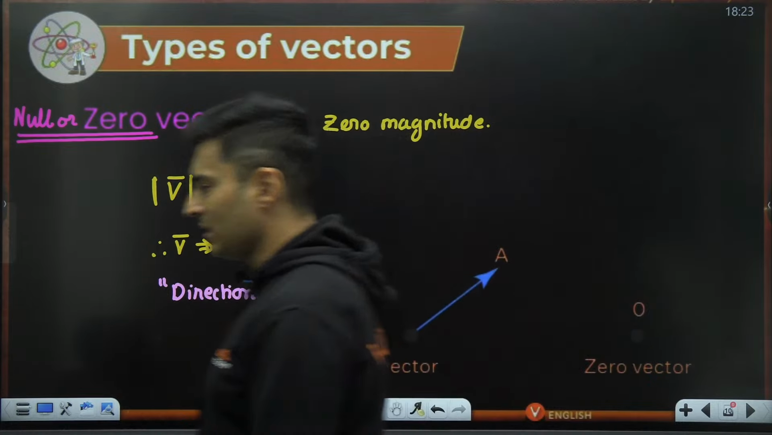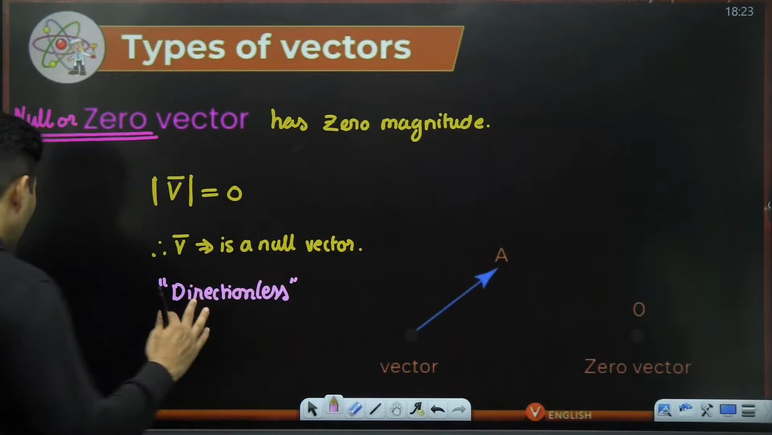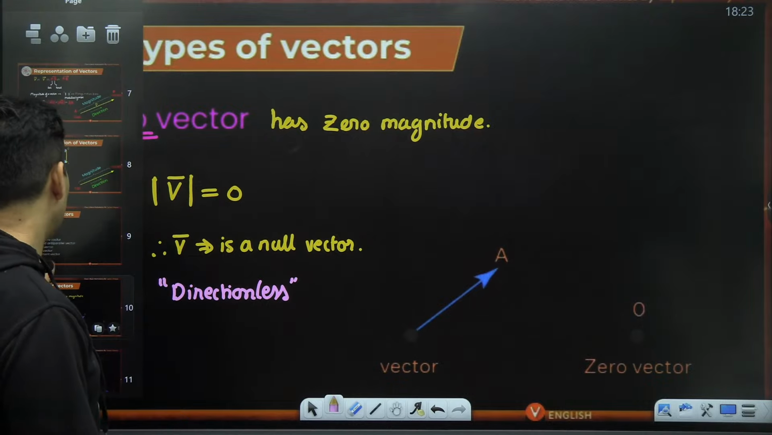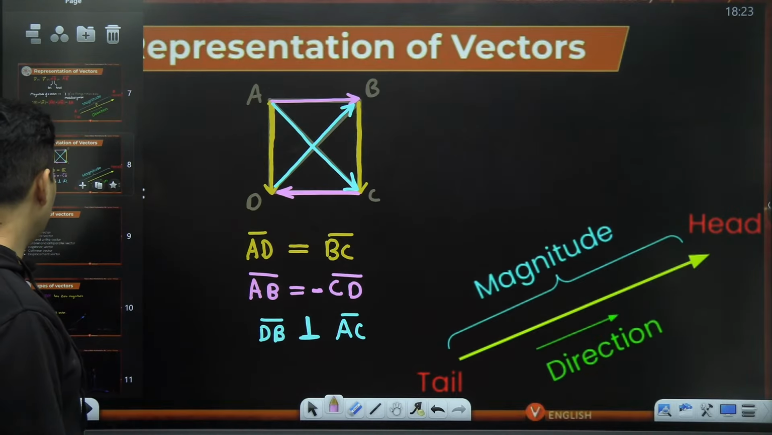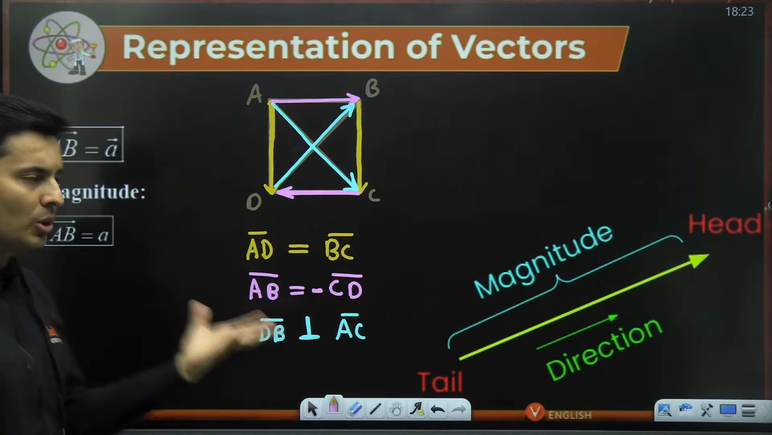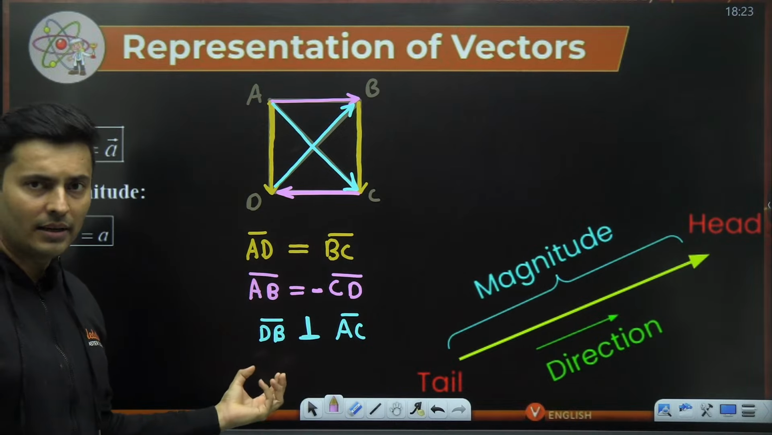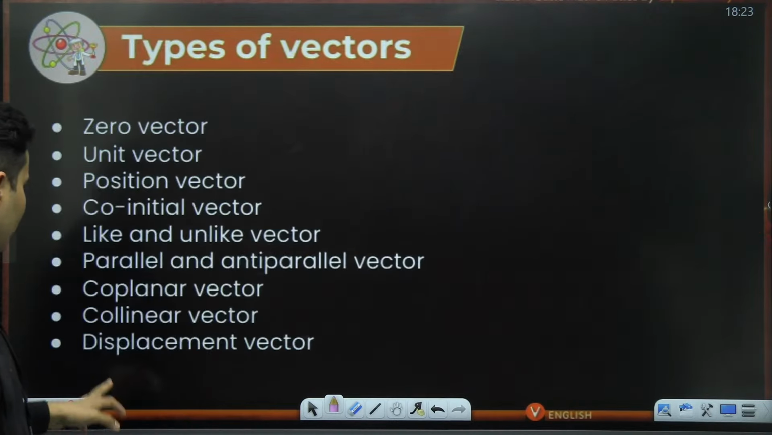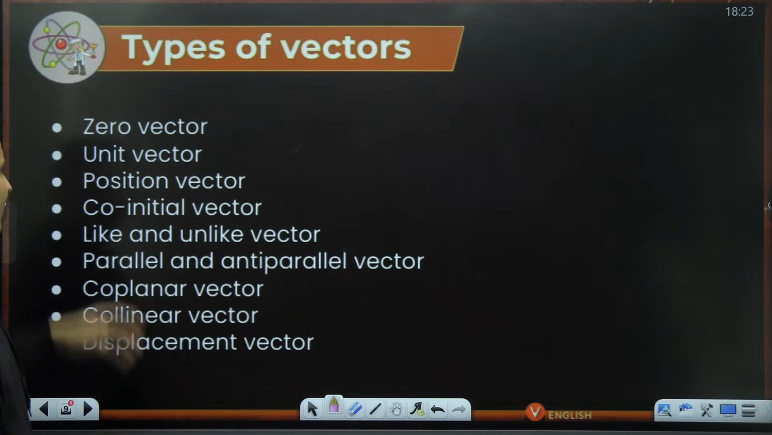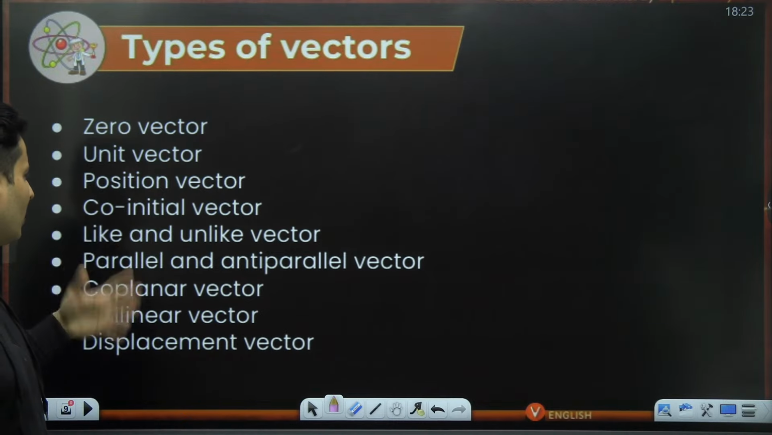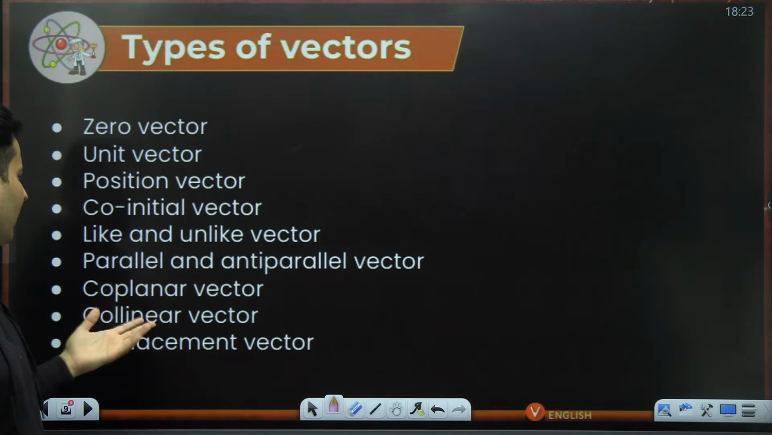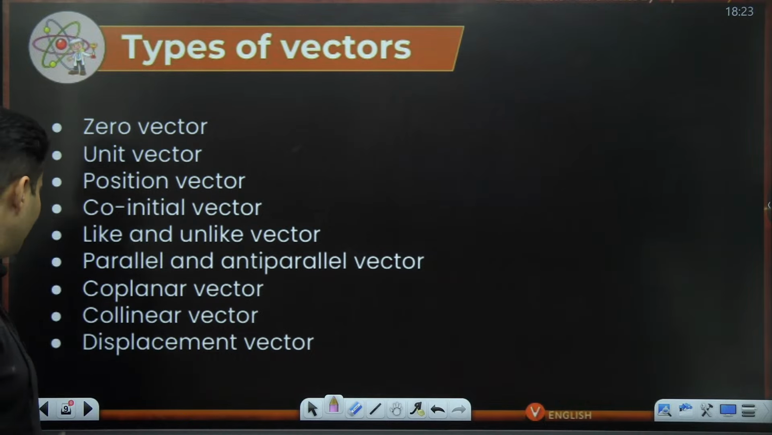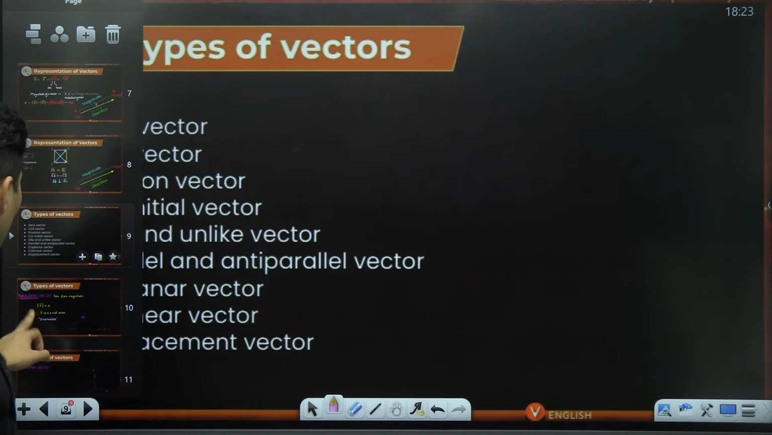So directionless, or basically no need of specifying it. There is no meaning of it. All right. Now, since we have understood how do we show a vector, how do we symbolically write it, how do we write the magnitude of it, and we have seen a couple of types of vectors. So there are many types of vectors like zero vector, unit vector, position vector, co-initial, like and unlike, parallel, anti-parallel, coplanar, collinear, displacement. So many different types of vectors. Let's go one by one.